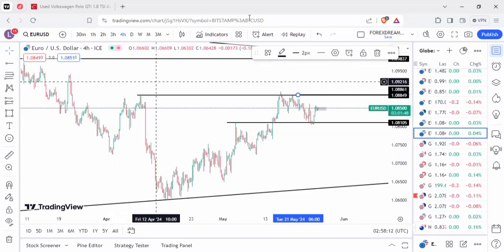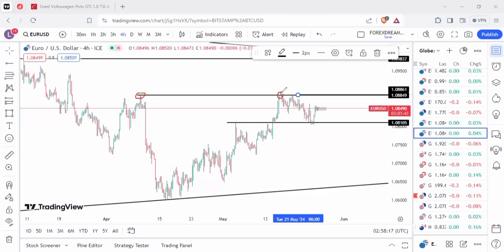Here is your first time on your left-hand side. Here is your first time, second time, third touch there. So the higher the chance that we are going to break this one and go up. This is EURUSD. The higher the chance that we're going to break and go up.